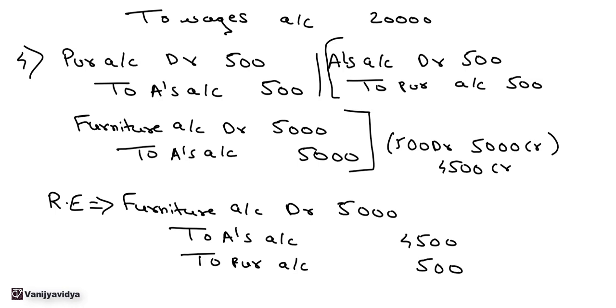Then furniture account is debited by 5000. Now in earlier, even if the entry was wrong, the A's account was credited by 500. So but actual cost of furniture was 5000. So now the A's account is credited additionally by 4500. So now if you see the A's account, the total amount in A's account will be 4500 here and 500 here in the original entry. So it shows correctly that 5000 payable to Mr. A for purchase of furniture.